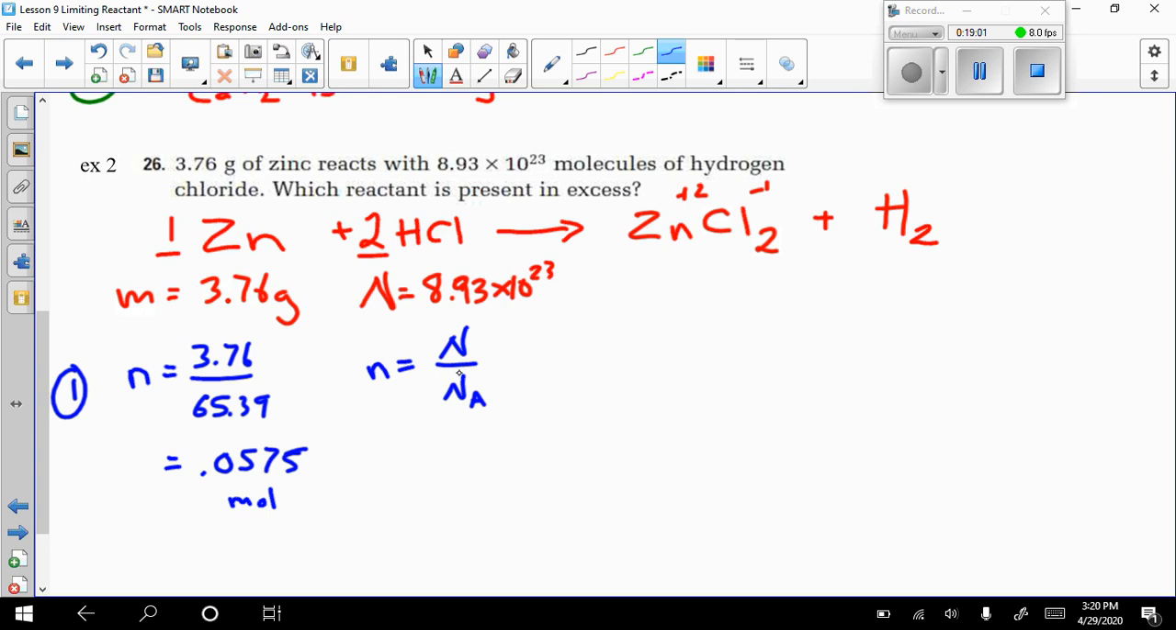Remember, there's different ways of converting to moles. This is one of our other formulas that we have. So it's 8.93 times 10 to the 23 divided by 6.02 times 10 to the 23. And when I do that calculation, I get 1.48 moles. Okay, so I've converted them to counts.